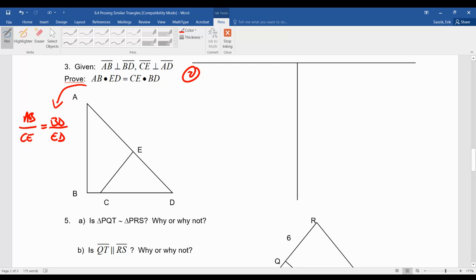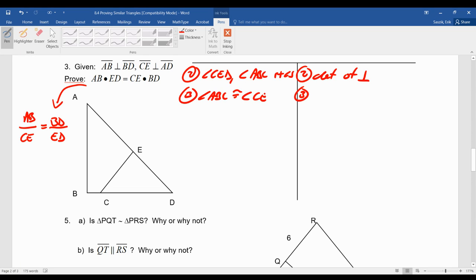But let's see here. Step 2, we're going to have a little def of perp, right? Angle CED, angle ABC are right angles. Def of perp. Then we can say that, similar to what we did earlier, if angles, right angles, then congruent. We got a little reflexive again.